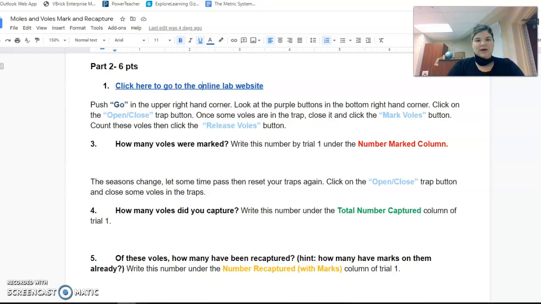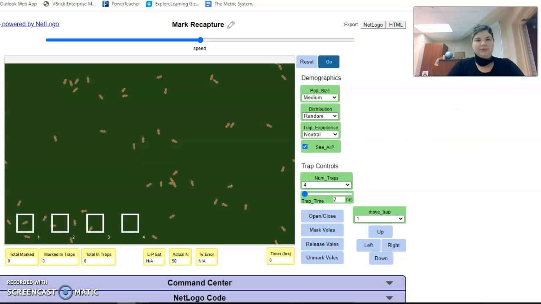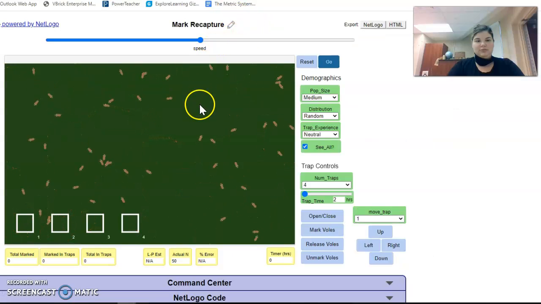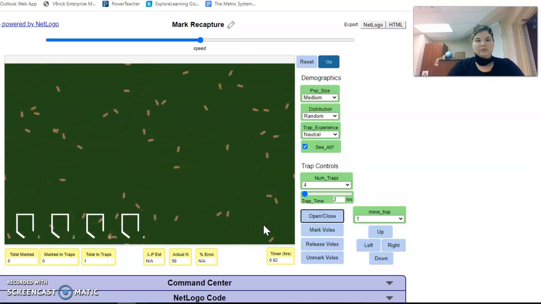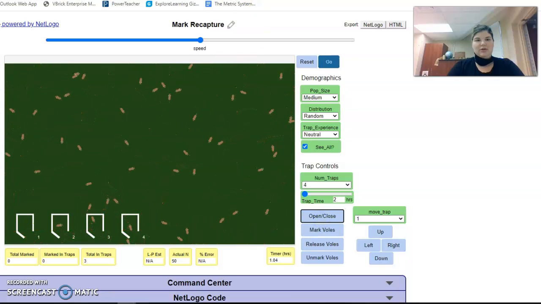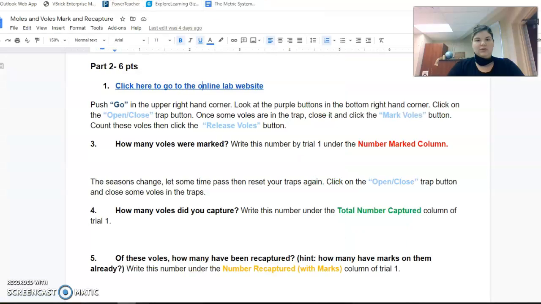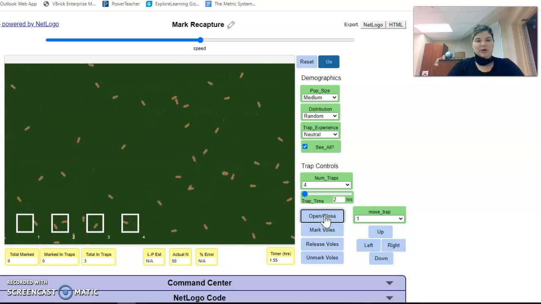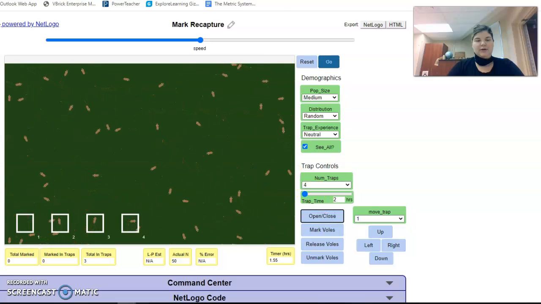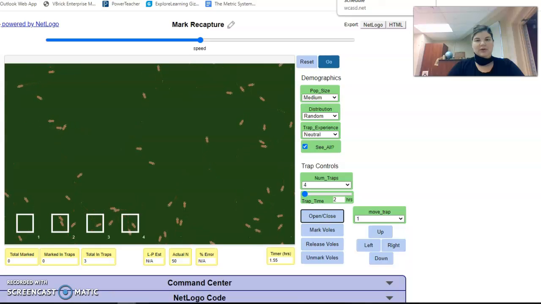Alright, and then click on the open and close trap button. So now our traps are open. We are going to close the trap once we capture some voles. Alright, looks like we have some in there. I'm going to close the traps. I caught 3. Maybe you'll do better than I did.